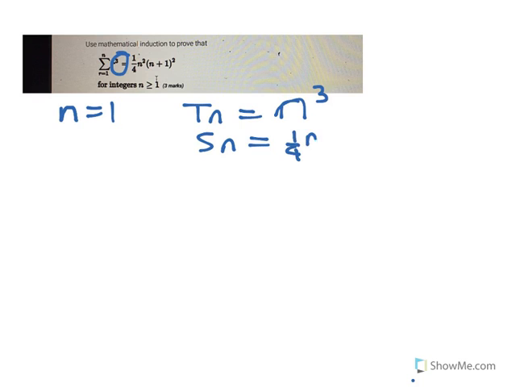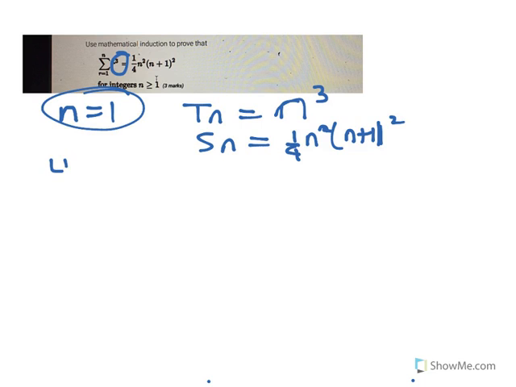Okay, prove true for n equals 1. So that means, if you're looking at this, a term in n is n cubed, because you just get that from here, that's your term. And the sum to n will be 1 over 4 n squared, n plus 1 squared.